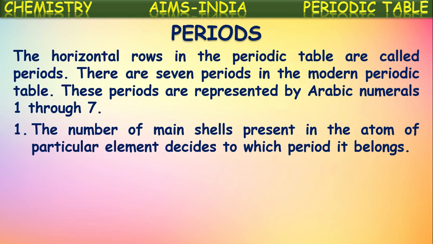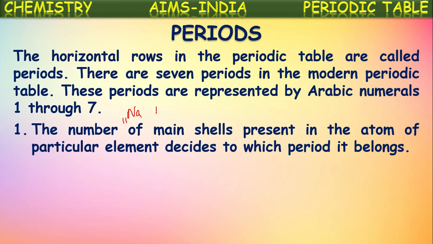Based upon the electron configuration of an element, we can say to which period that element belongs in the periodic table. The number of energy levels, or the number of main shells, present in the electron configuration of that element gives its period number. For example, take sodium. What is the atomic number of sodium? We know it as 11.